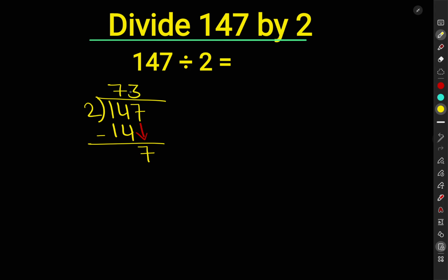So 2 times 3 means 6. On subtracting we get 1. So now this 1 is less than 2 and there is also no other number beside. So we put here a decimal so that we take 0. So 2 times 5 means 10. On subtracting we get 0.